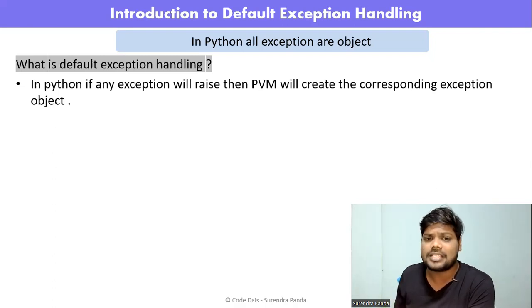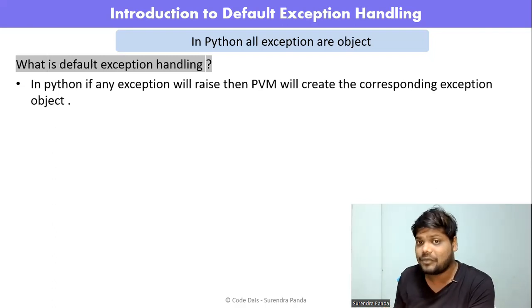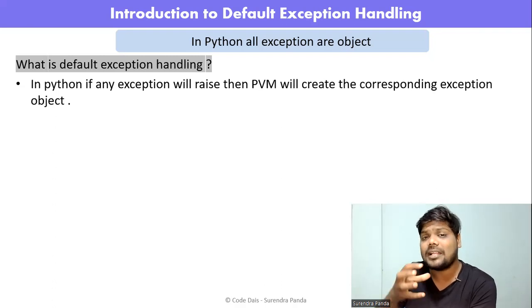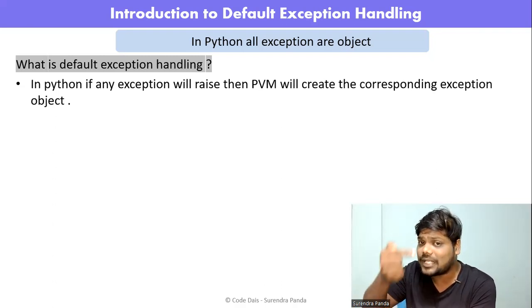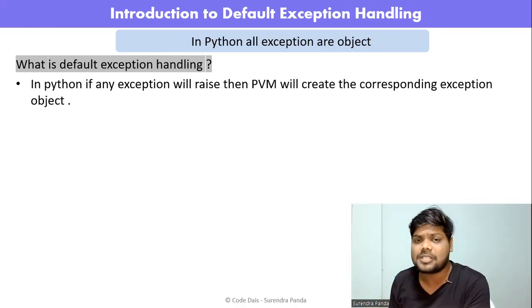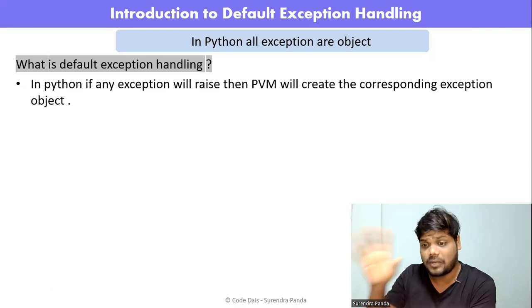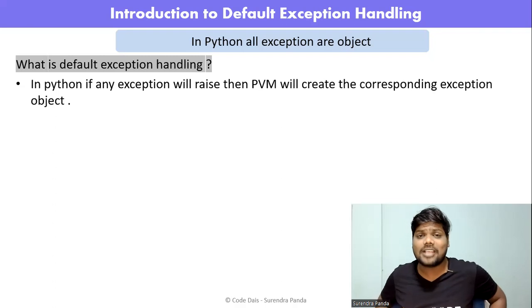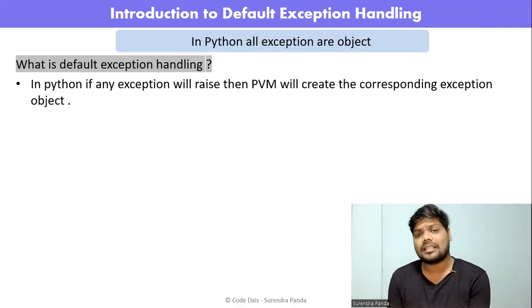If a FileNotFoundError comes, for example you are opening a file but the file is not there, then immediately the Python virtual machine will create one object for FileNotFoundError. Suppose you want to access a key but the key is not available, you will get a KeyError exception. Python virtual machine creates the object for that exception. If X exception comes, Y exception comes, or Z exception comes, the Python virtual machine will create the object for it, whether it is FileNotFoundError, KeyError, AttributeError, ZeroDivisionError or IOError.